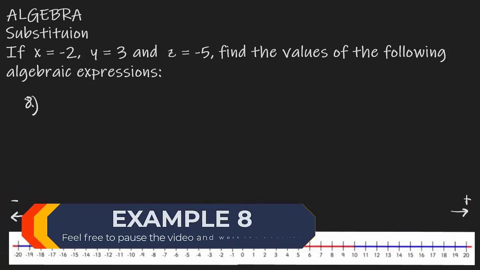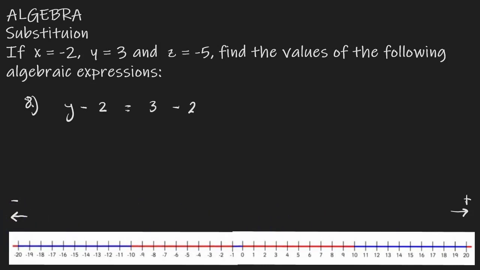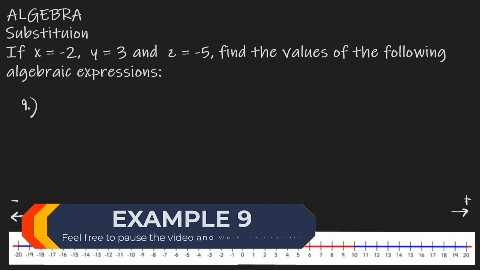Number 8, y minus 2. The value of y is equal to 3. And we're subtracting +2. So my starting point is at +3. And I'm subtracting, so I'm jumping to the left 2 spots. So I begin 1, 2. I land on positive 1. So 3 minus 2 is equal to positive 1. Answer.